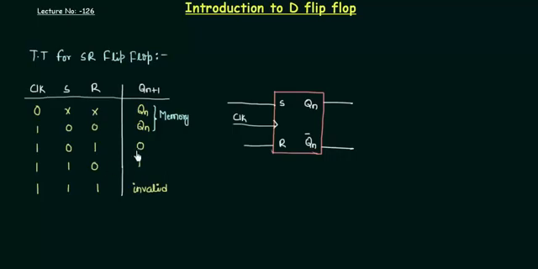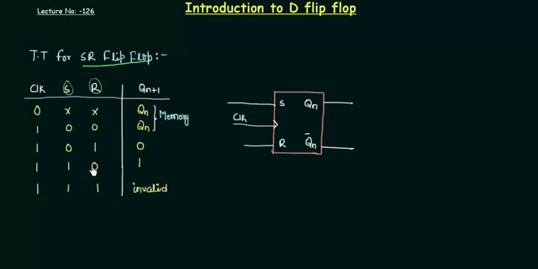You can see if I want to store 0, then I have to give 0 1, and if I want to store 1, then I have to give 1 0 as the input. My S will be 0, my R will be 1, then I have 0 stored in my SR flip-flop. If my S is 1, R is 0, then I have 1 stored. Now you can see a very interesting thing, that this S and R are always complements of each other. When S is 0, R is 1, and when S is 1, R is 0.